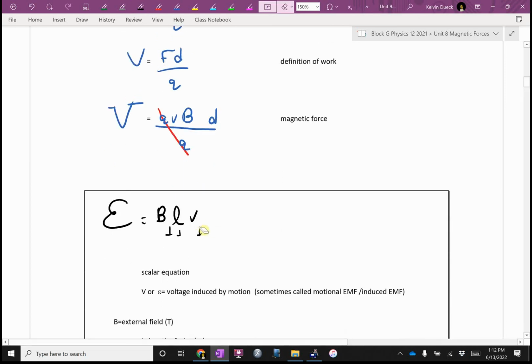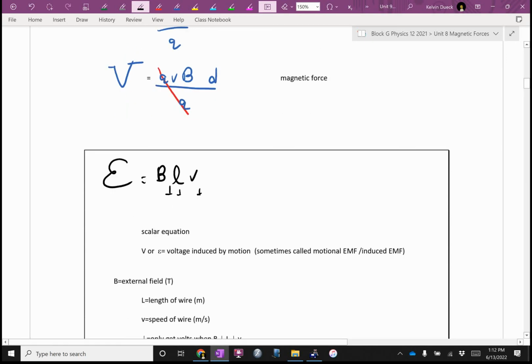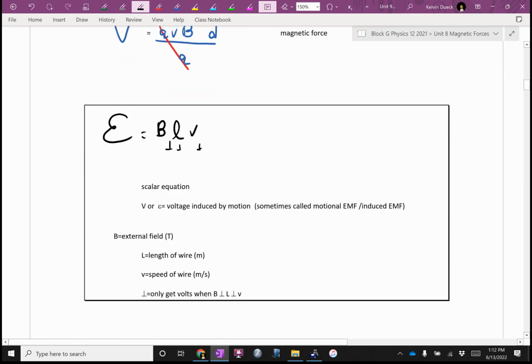The faster you move that bar, that piece of metal, through the magnetic field, the more voltage. The stronger you make the magnetic field, the more voltage, or the longer the bar. Usually, we're not going to muck around with the bar length. We'll muck around with the speed of the magnetic field. Okay? And it's perpendicular. We only get voltage when they're all at right angles to each other.